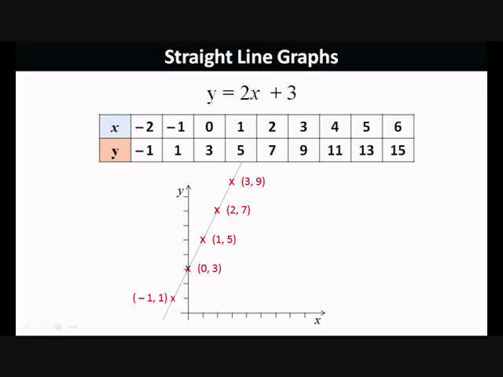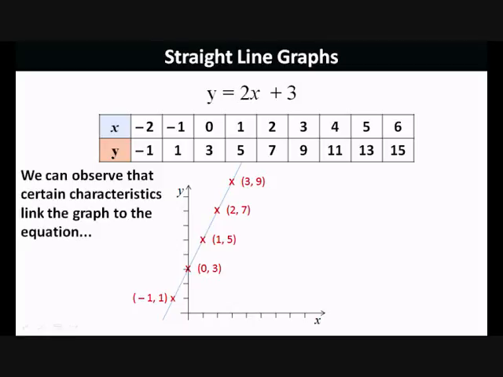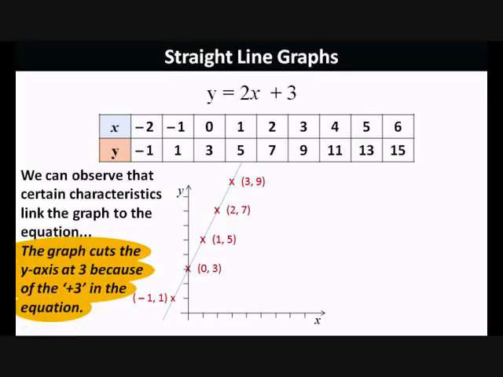Now, this lesson is all about being able to make that graph without having to bother doing a table of values. It's all about being able to look at the equation and know just from the equation what the graph is going to look like. So we can observe that certain characteristics link the graph to the equation. For example, the graph cuts the y-axis at 3 because of the plus 3 in the equation.